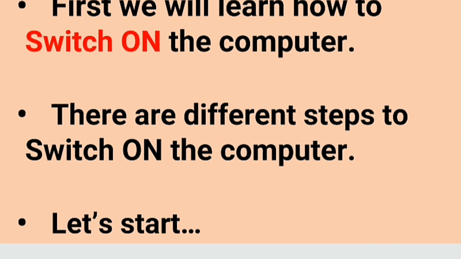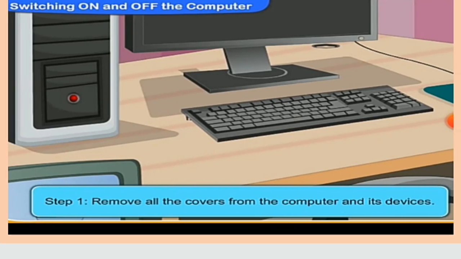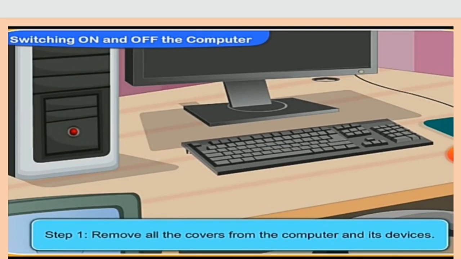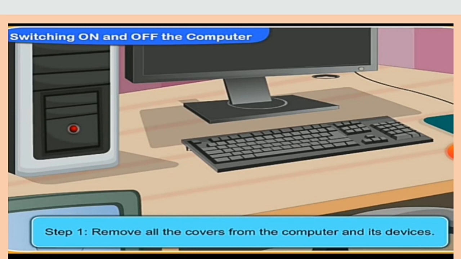First we will learn how to switch on the computer. There are different steps to switch on the computer. Let's start with our steps. The first step is that you have to remove all the covers from the computer and its devices. It means first we have to uncover our computer. We have to remove all the covers that we put on the computer to make it safe from dust.